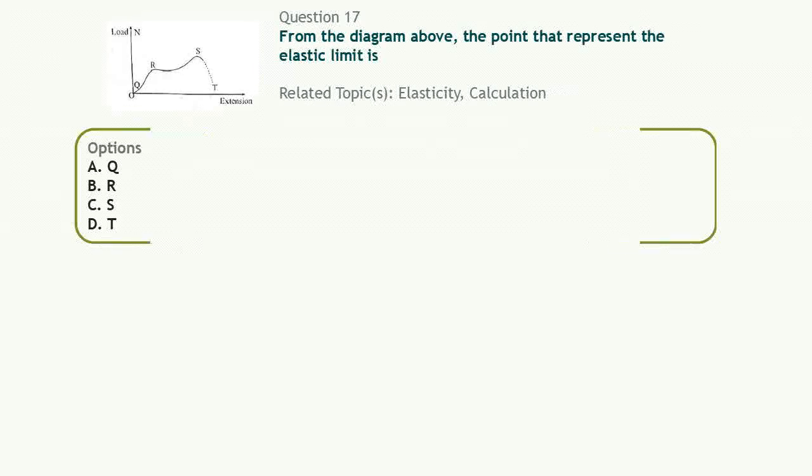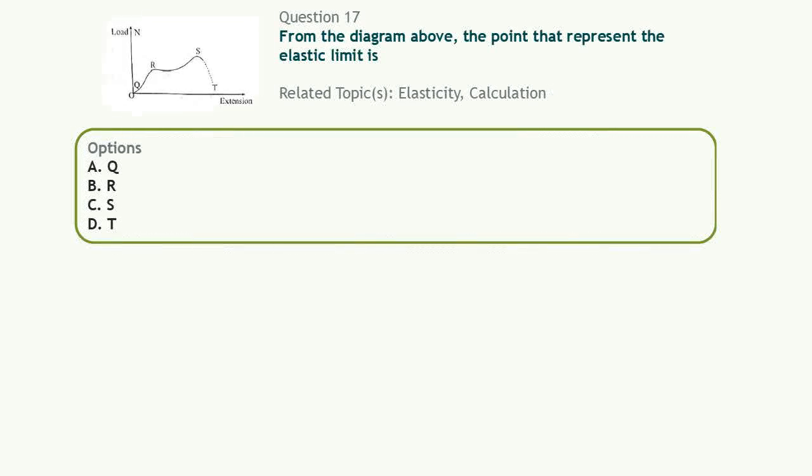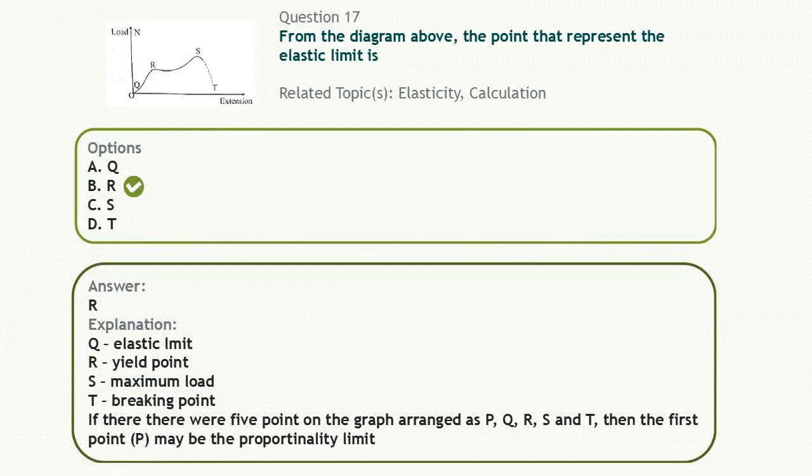Next, on elasticity, from the diagram above, the point that represents the elastic limit is the point Q. The point Q here is the elastic limit. The point R is the yield point. The point S is the maximum load, while T here is the breaking point. That's what we have here.